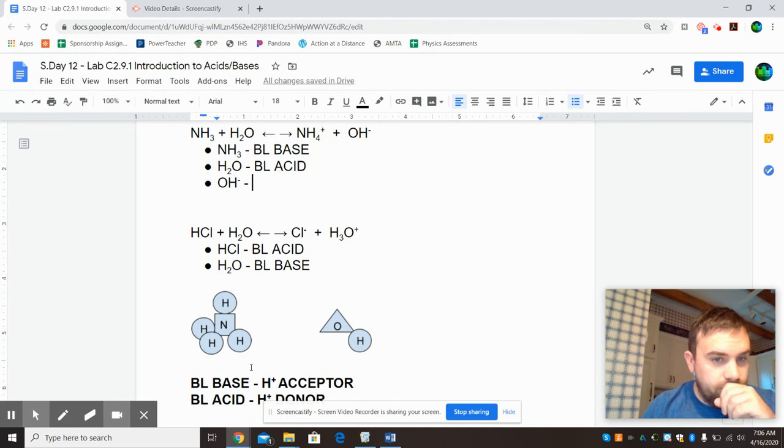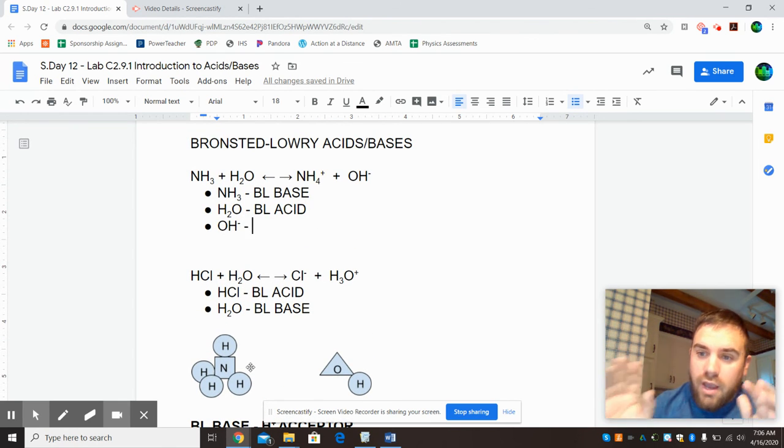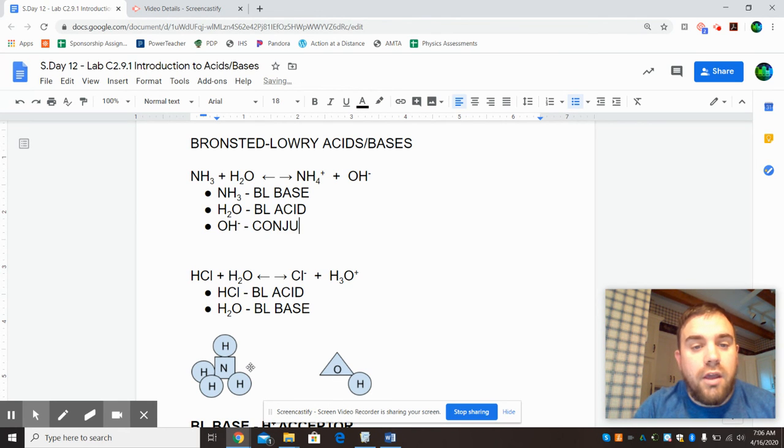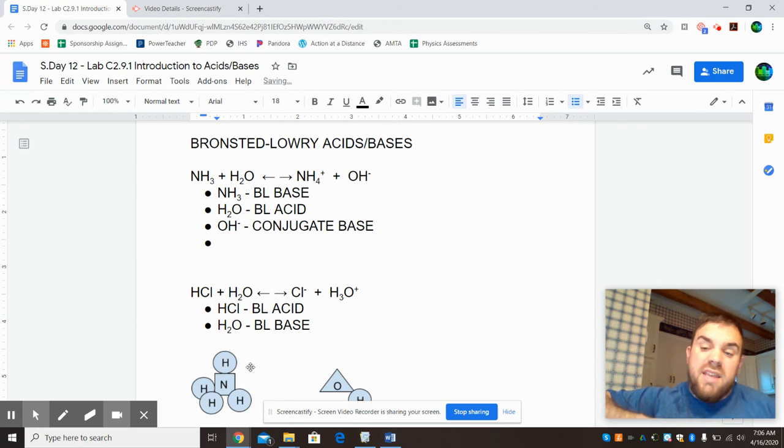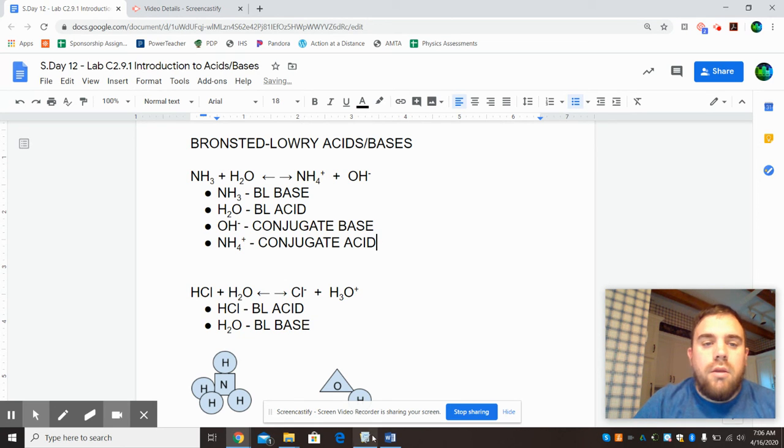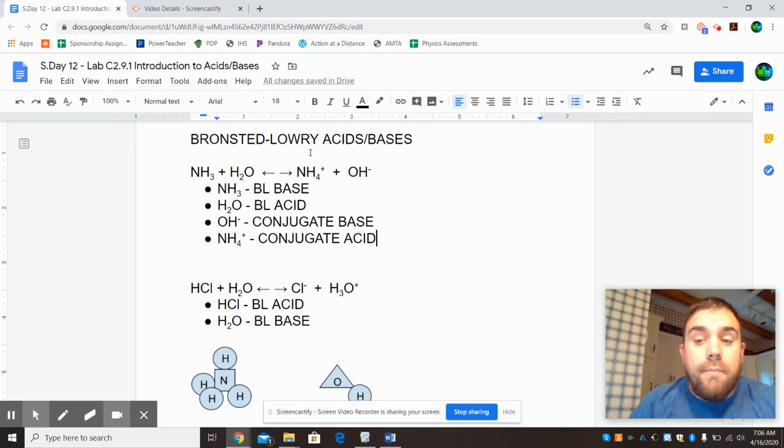And so hydroxide is the base on the product side, and they call that the conjugate base. Now, the ammonium is donating its hydrogen, and because it's on the product side, it is going to be called the conjugate acid. Therefore, basically, on both sides of this reaction, we have proton donors and proton acceptors.